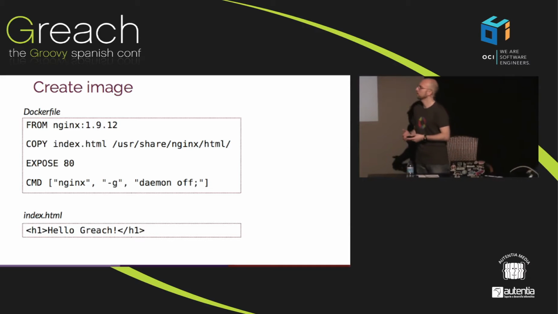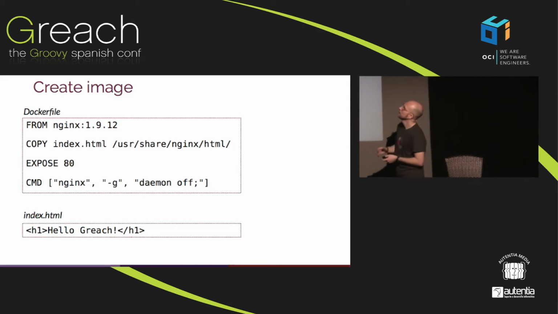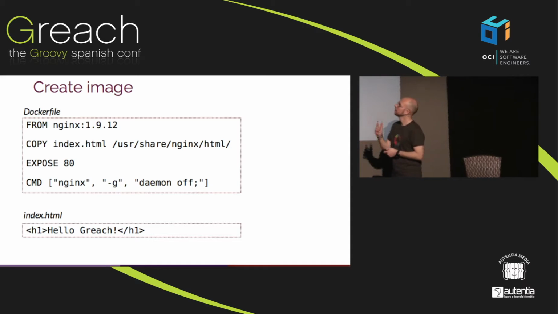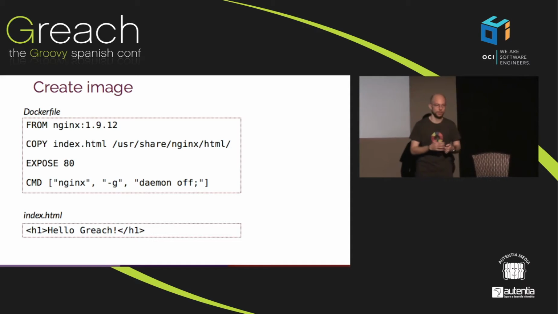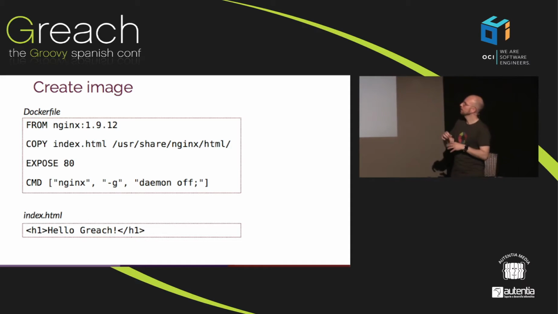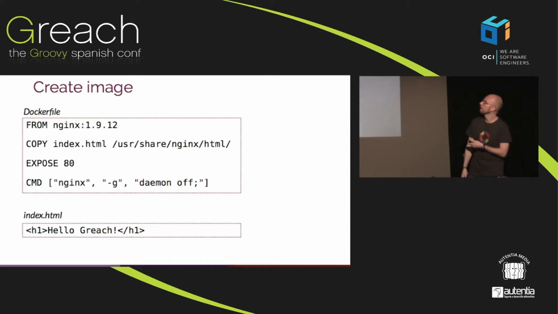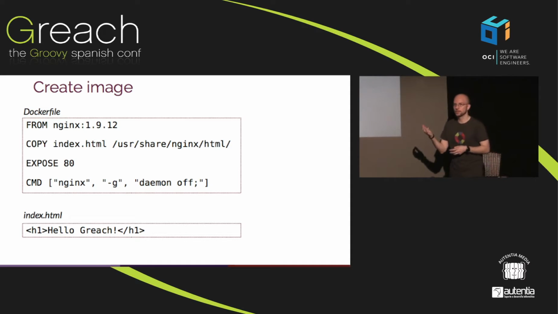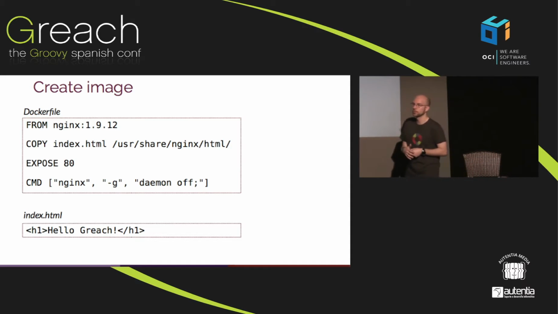So we need to define a Dockerfile. And here we are saying, from that image, Nginx, and this version, it's the latest stable version, you are going to download this image, and you want to copy your local index file to that path. This path is the default for Nginx. You want to expose port 80 because 80 is the default port for a web server. And at the end, you want to execute this command to start Nginx. And this index HTML file is just that simple, hello Greach.